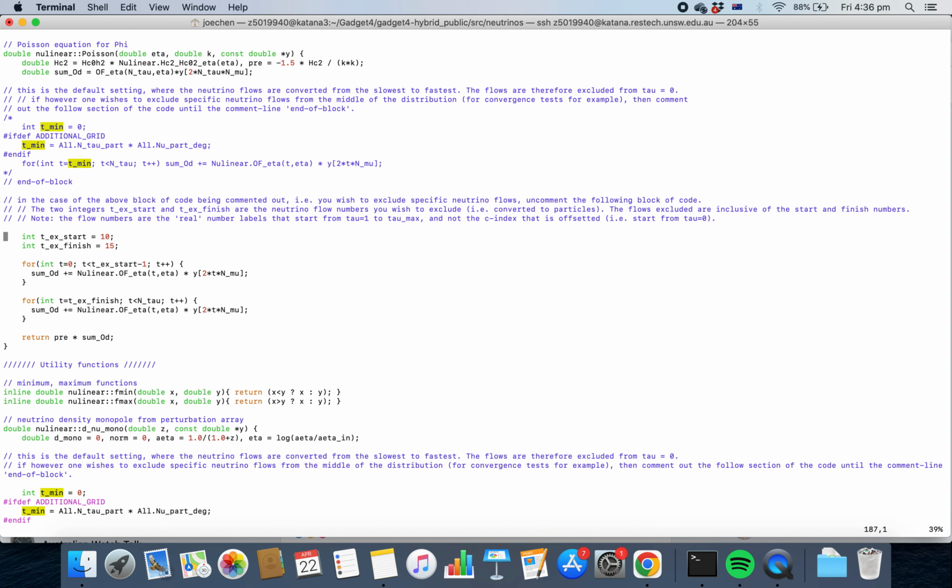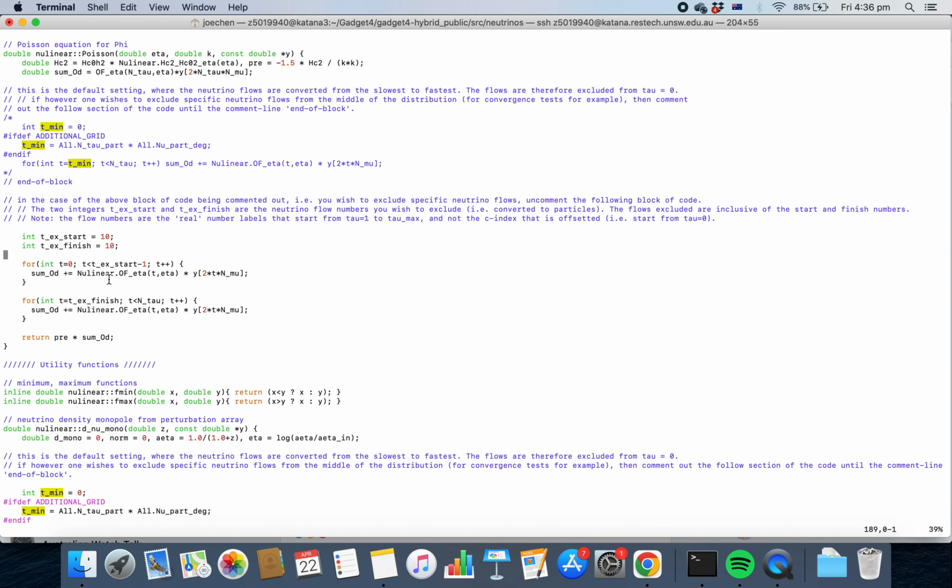So in our example where we have 20 flows, n tau equals 20, and we want to exclude flow number 10, then I'll say, okay, start excluding at fluid 10 and end excluding at fluid 10, because we're only excluding one flow. Then if we now read these two loops, the first loop will go from t equals 0 to t equals 10 minus 1, so t equals 9.